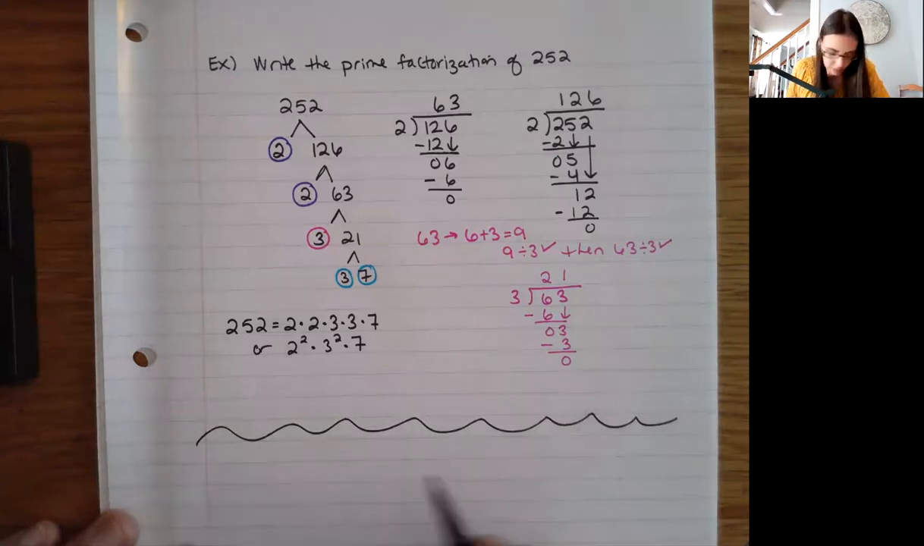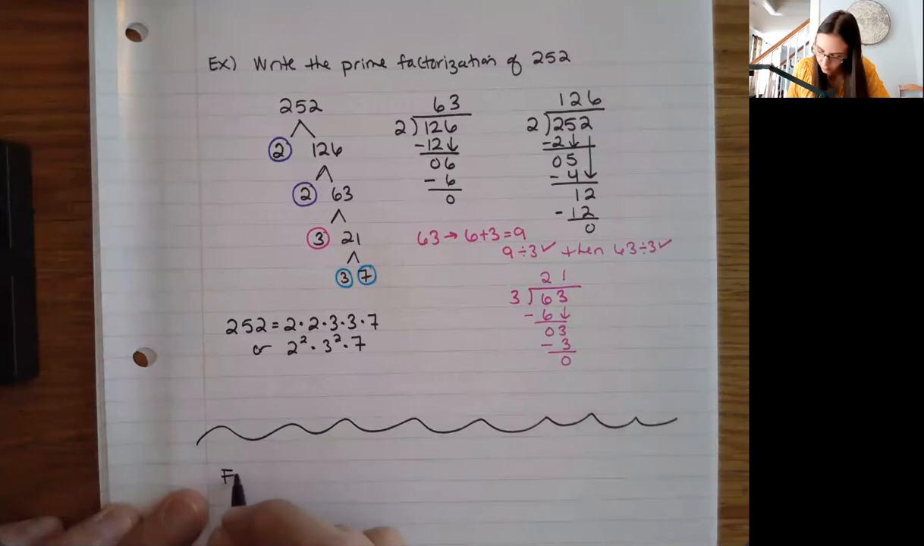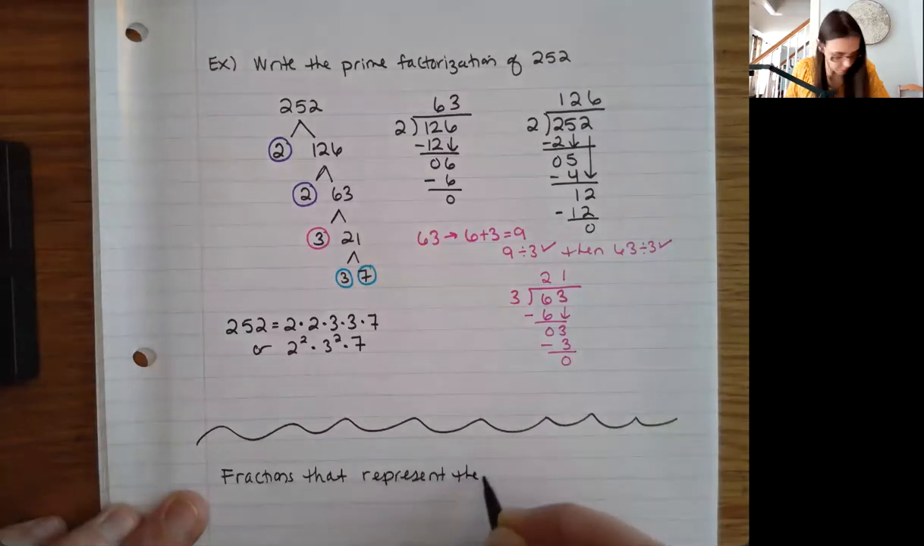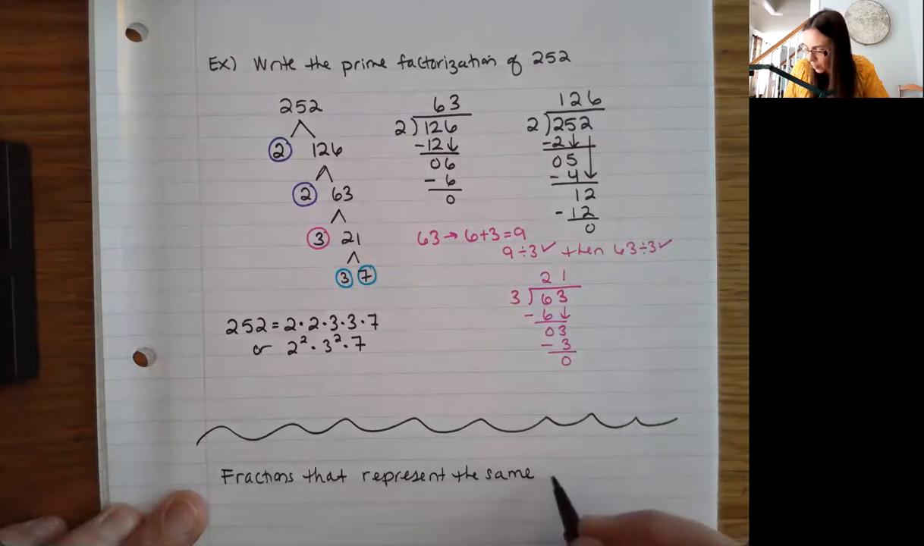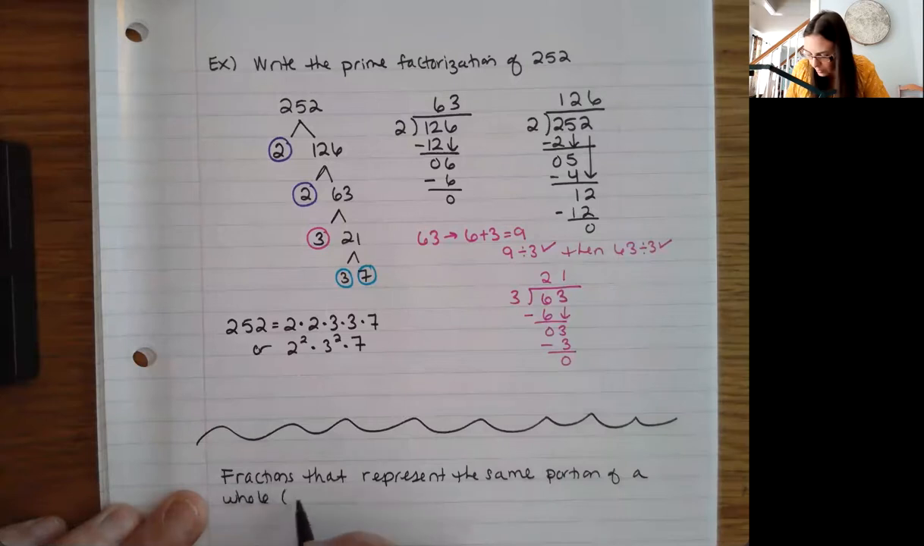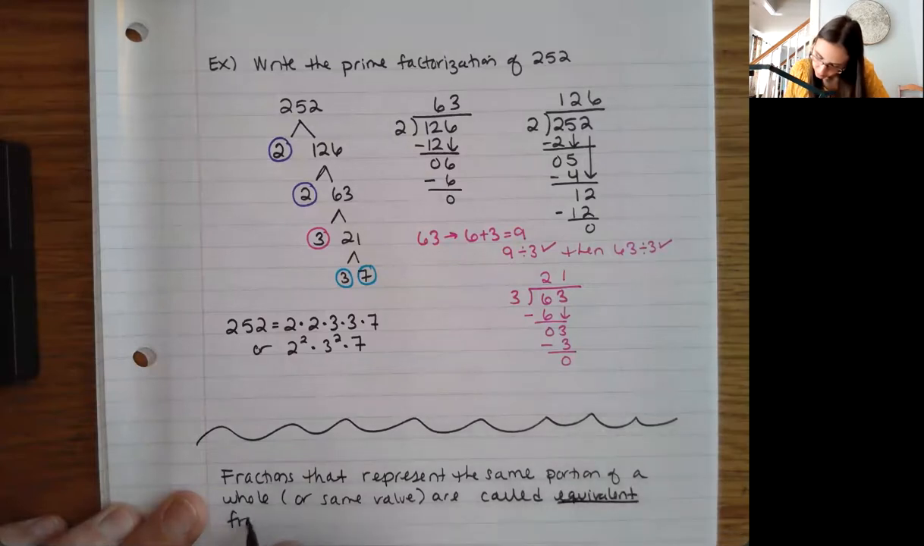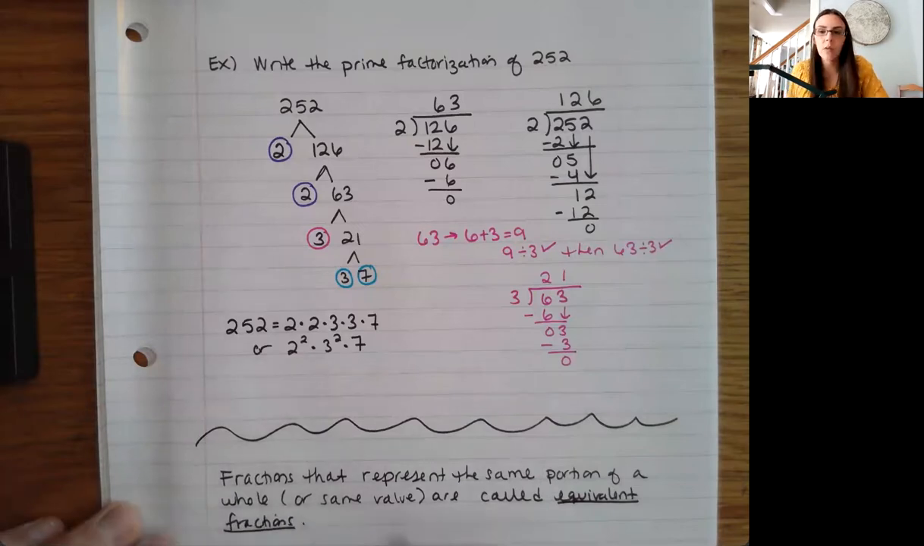Okay, so first, fractions that represent the same portion of a whole, or same value, are called equivalent fractions. So basically they're equal. They have the same value, even though they maybe look a little bit different.